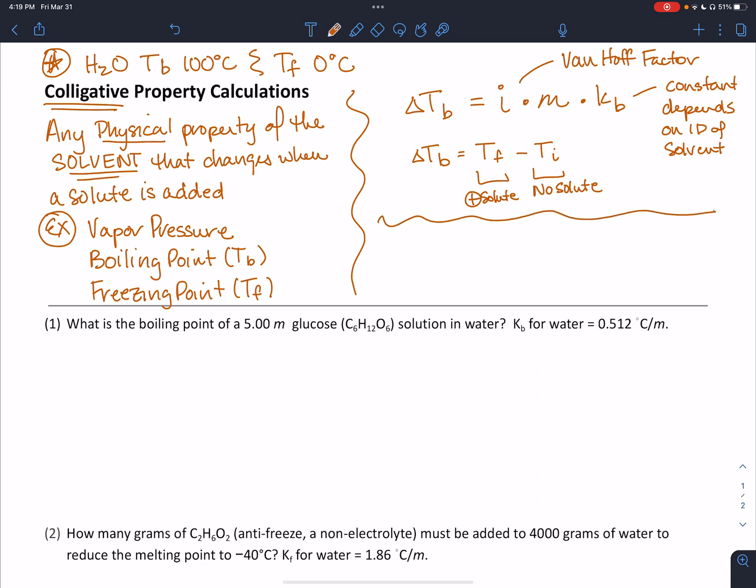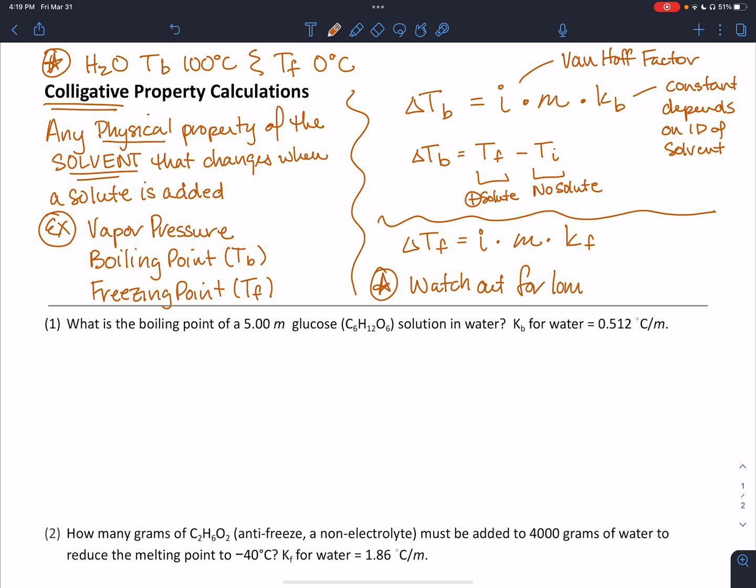Now let's look at the formula for Kf, the change in freezing point. It's going to look very familiar. The change in the freezing temperature is equal to the Van't Hoff factor again, times the molality of the solution, times a constant, but this time the constant is for freezing. We need to know what that value is, just like we need Kb, and it should be given in the problem.